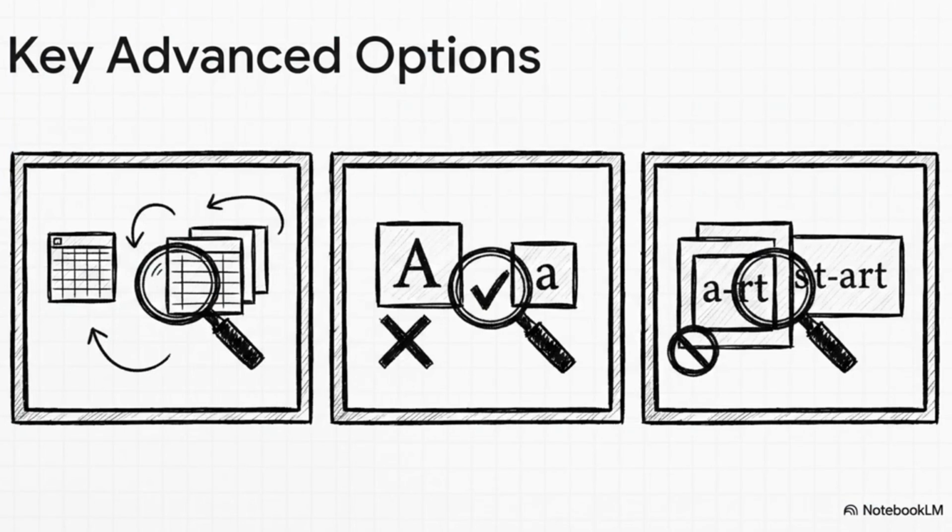Within is pretty straightforward. It just lets you choose between searching the current sheet or the entire workbook. Match case is for when capitalization matters. So Apple with a capital A is treated differently than Apple with a lowercase a. And match entire cell contents is a huge safety feature. It stops you from finding partial matches, like accidentally finding the art in the word start.